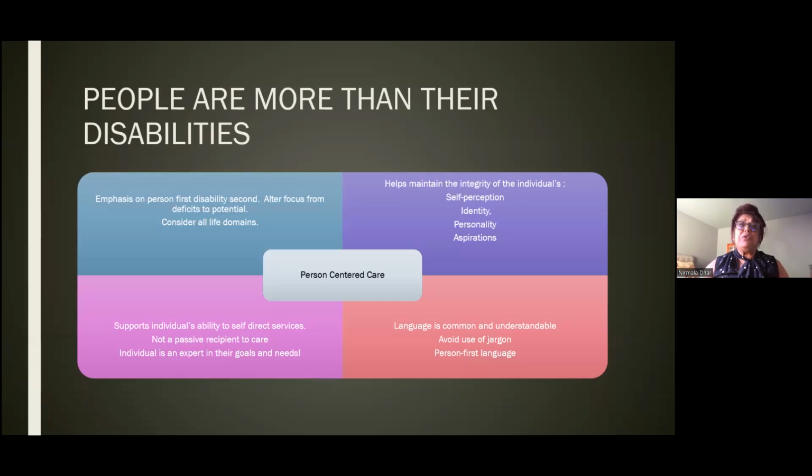And, you know, I'm preaching to the choir here, but people are more than their disabilities. I always talk about the person and not the symptom. Emphasis on the person first, disability second. Help maintain the integrity of the individual. Supports individuals' ability to self-direct services to whatever extent they can. And to use first-person language. Not that he's a schizophrenic. That's an alcoholic in my nursing home. That is not first-person language. A person's illness is not their entire identity.